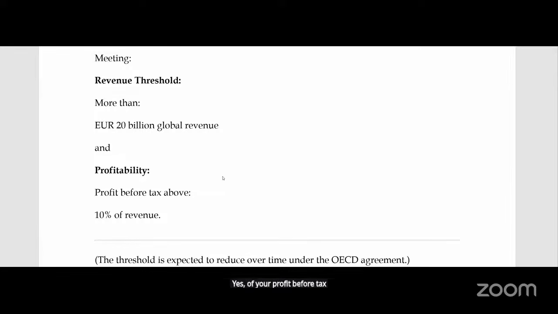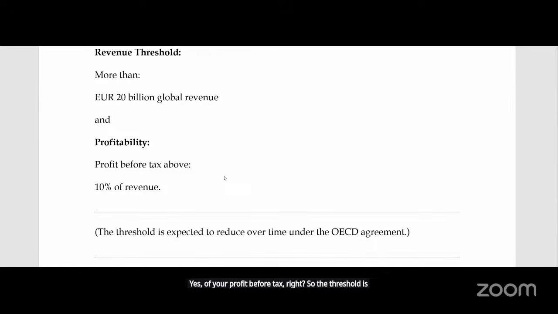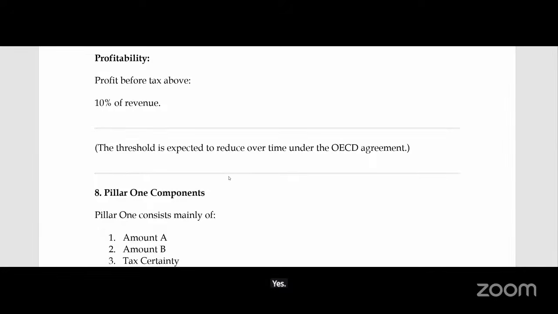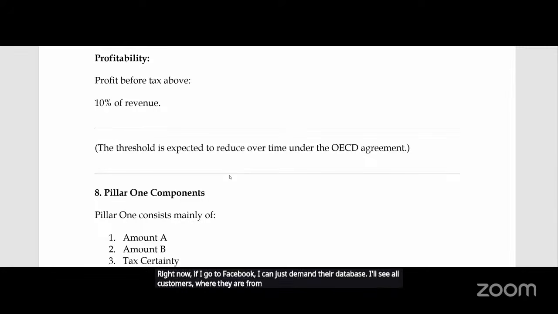So the threshold, Prof, is used over time. How easy is it to locate those customers, if, for example, it's an online business? Right now, if I go to Facebook, I can just demand their database. I'll see all customers and where they are from. So it's even easier.